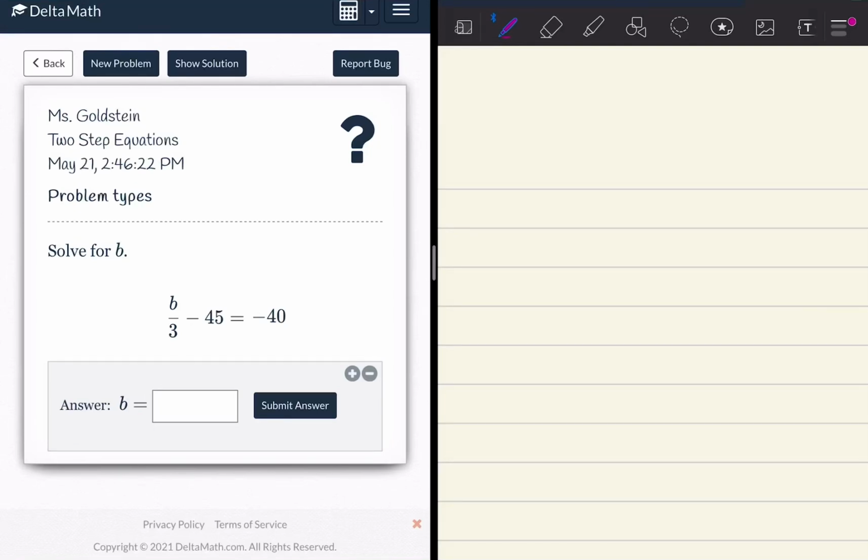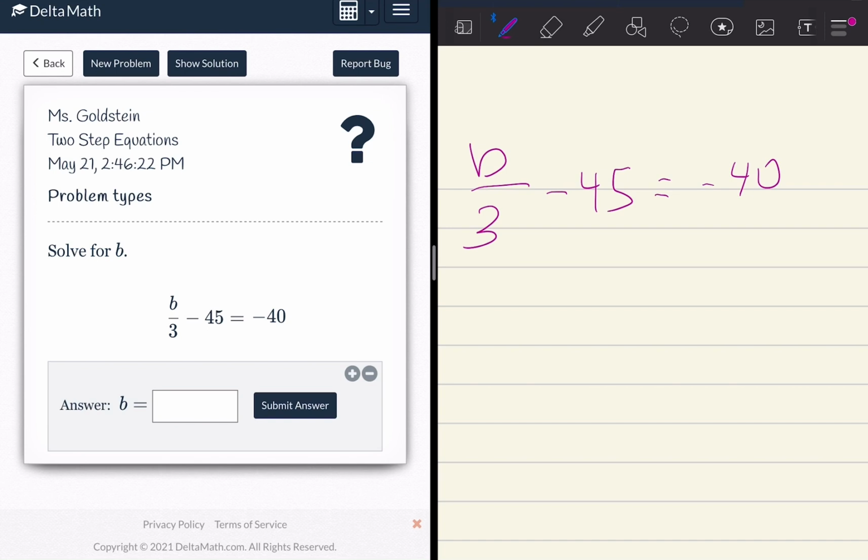Hey, today we're going to work on day 4, two-step equations. I'm going to start with whole numbers first, and then there is a section on decimals. So our first problem is b over 3 minus 45 equals negative 40.